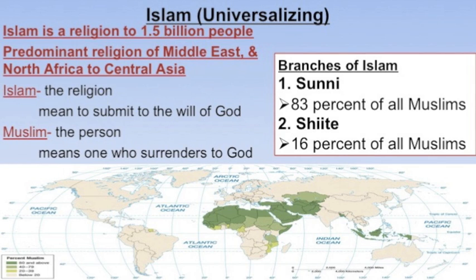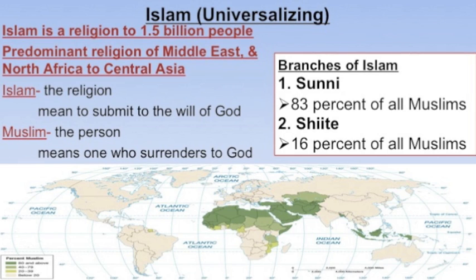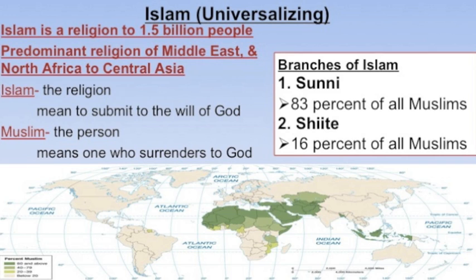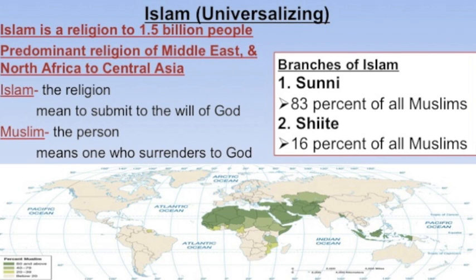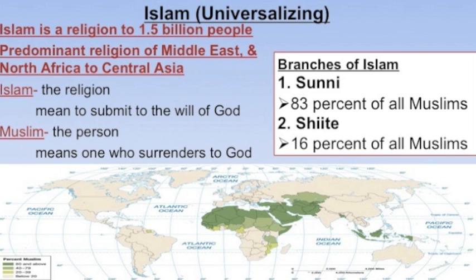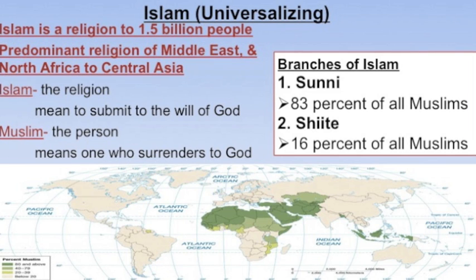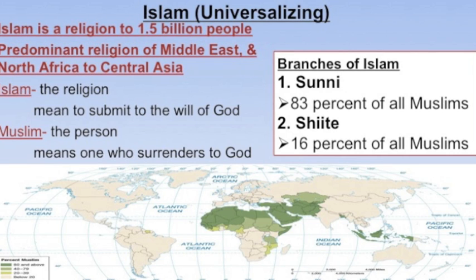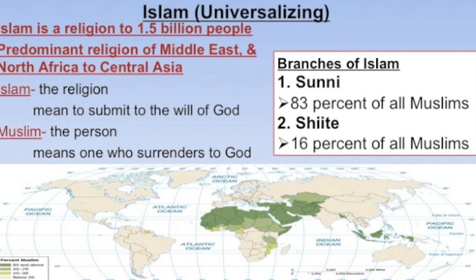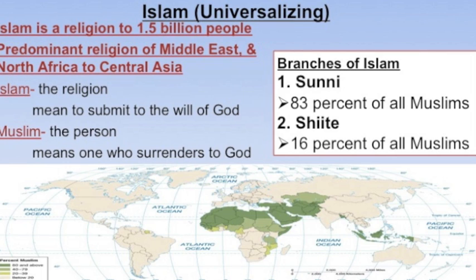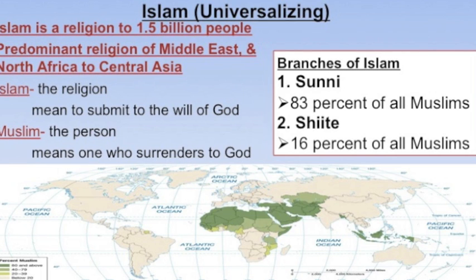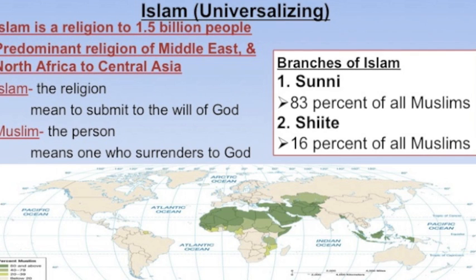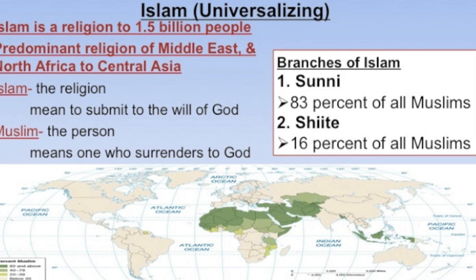Okay, now looking at Islam, which is another universalizing religion. And like we talked about with Christianity and having the different branches within the religion, Islam is also split into 2 branches. And those 2 branches are known as the Sunni Muslims and the Shiite Muslims. 83% of Muslims belong to the Sunni branch, whereas 16% of Muslims belong to the Shiite branch.